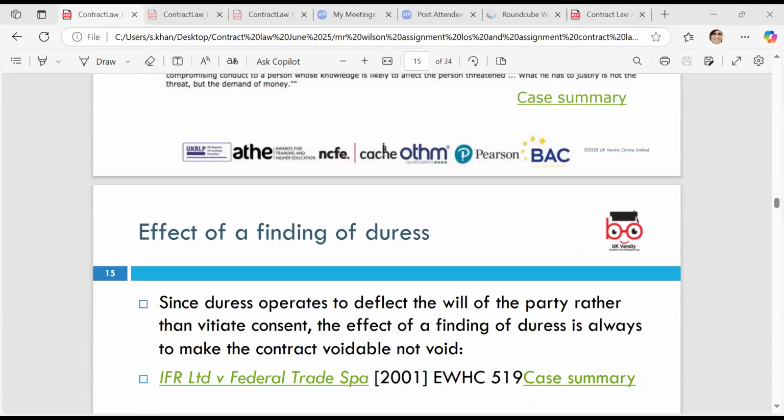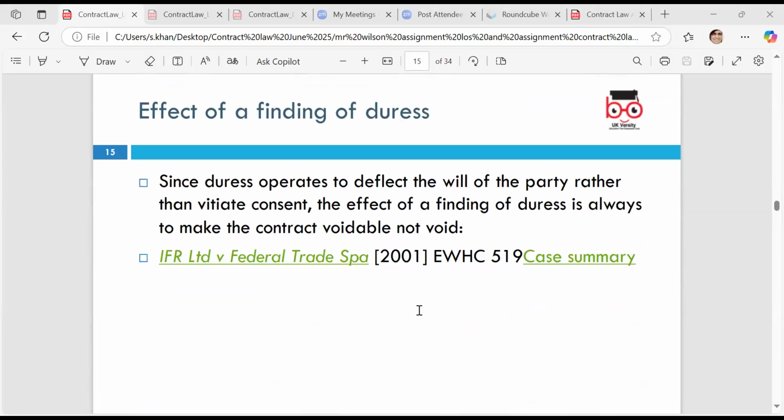The effect of finding duress. A finding of duress in contract law generally renders the contract voidable. So if you find it, the contract will be voidable, not void, meaning that the party subjected to duress can choose to rescind the contract, which means cancel it, or affirm it. If the contract is rescinded, it is treated as if it never existed, and any benefits exchanged under it may be subject to restitution. Additionally, the party under duress may be entitled to damages, to compensation for losses caused by that duress.